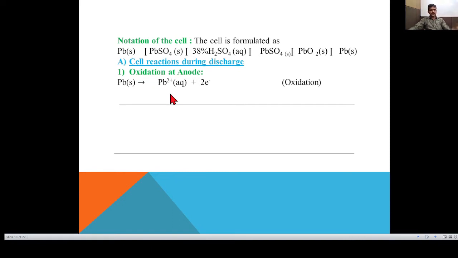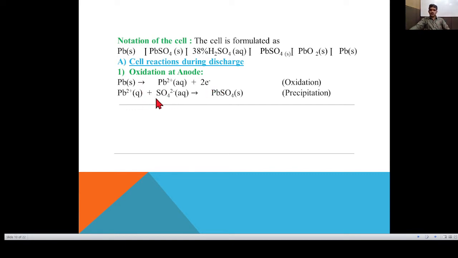Firstly, the cell reaction during discharging. During discharging, the cell works as a voltaic or galvanic cell. In the galvanic cell, the cathode carries positive charge and the anode carries negative charge. So what oxidation takes place? Lead has the tendency to lose ions into the solution. So Pb loses Pb2+ ions, losing electrons. Such electrons come into contact with the solution.